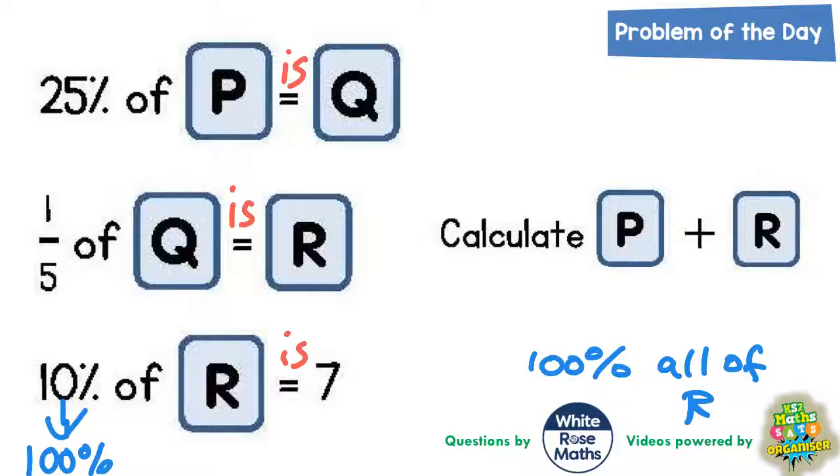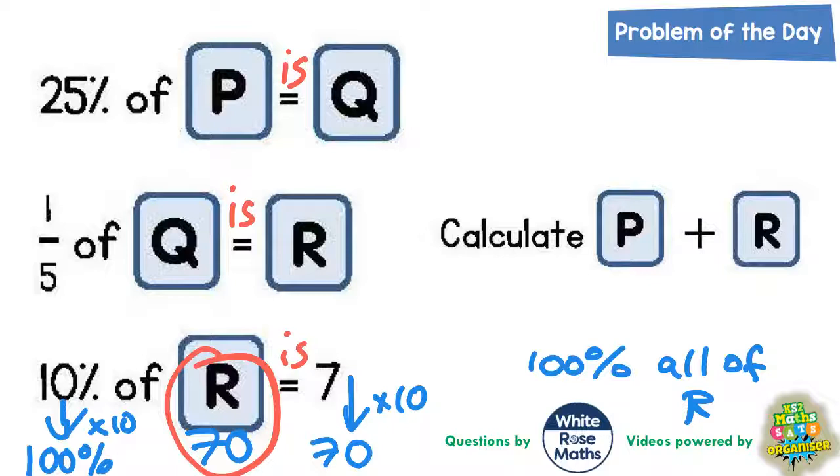So to get from 10% back up to 100%, you would have to times that by 10. 10% times 10 is 100%, so we need to times the 7 by 10. 7 times 10 is 70. So R must be worth 70. And that's the first part of our answer. R must be worth 70.